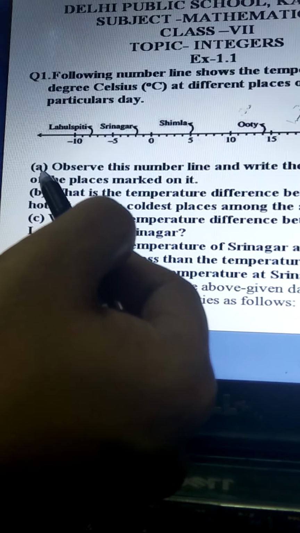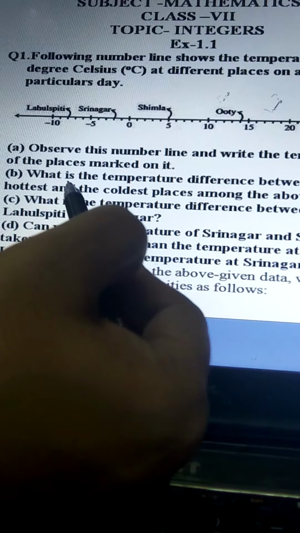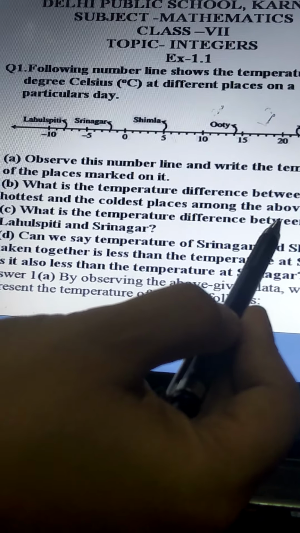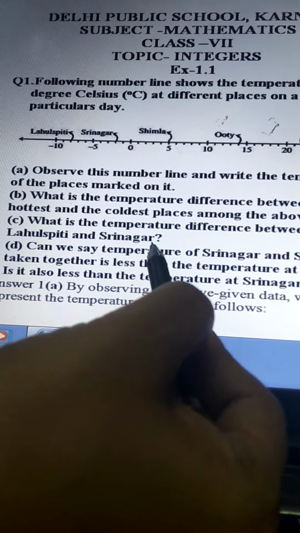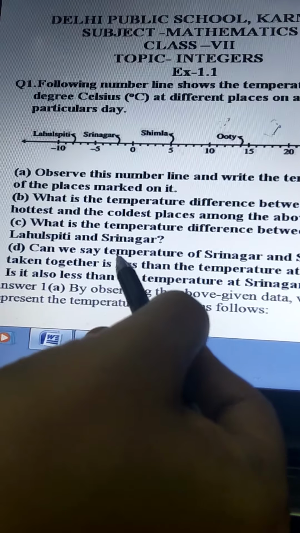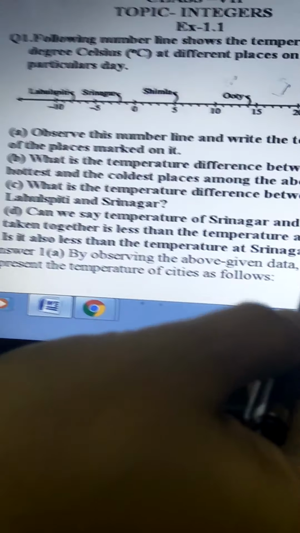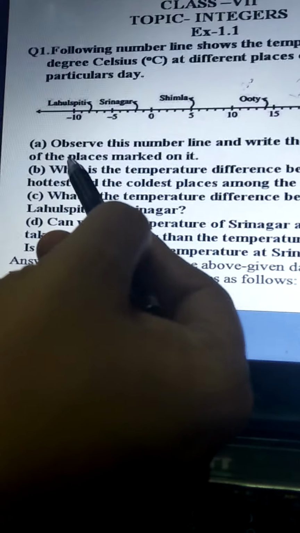So the very first part of question number 1 is, observe this number line and write the temperature of the place marked on it. In the second part, we have to tell the temperature difference between hottest and the coldest place among the above. What is the temperature difference between Lahaul Spiti and Srinagar? This is what has been asked in C part. And in D part, it is, can we say temperature of Srinagar and Shimla taken together is less than the temperature at Shimla? Is it also less than the temperature at Srinagar? So let's answer all the parts one by one.